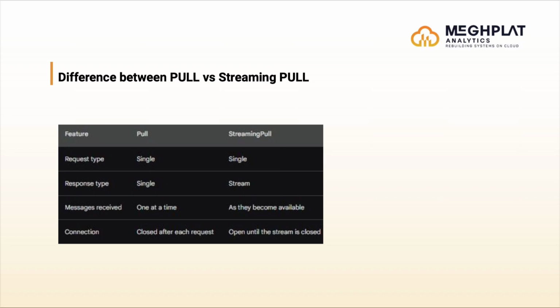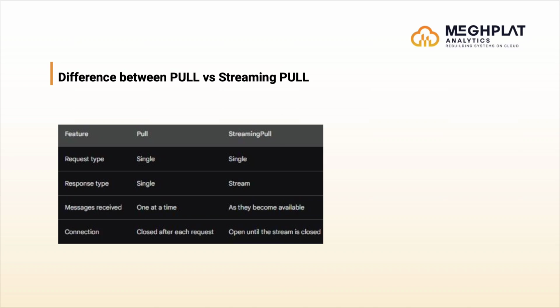Now if we talk about pull again, it is a good choice for use cases where the subscriber client only needs to receive messages occasionally, whenever the messages are not for a continuous purpose, or if a user needs to receive a message occasionally, then we use pull, right? It is also a good choice for use cases where the subscriber client needs to control the rate at which it receives messages.